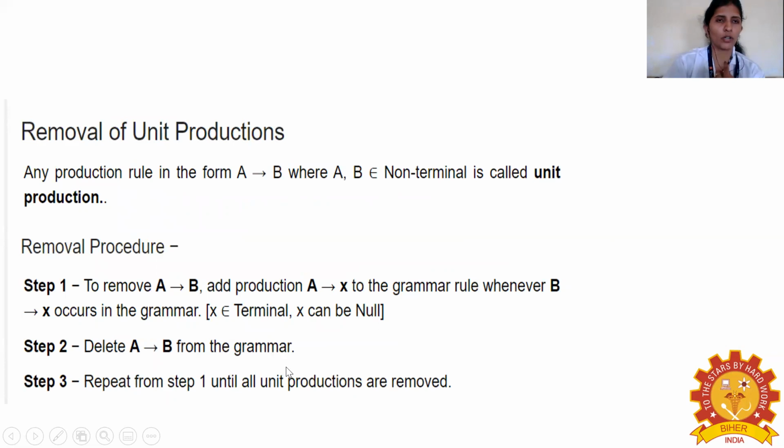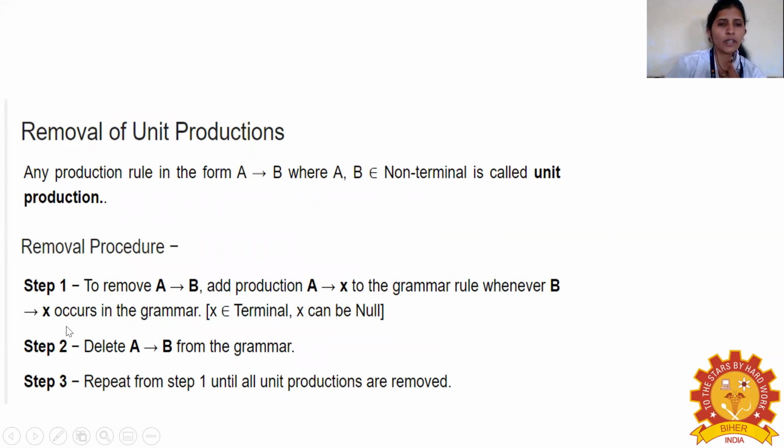So now we move on to the removal of unit productions. Any production rule in the form A to B, where A, B belong to non-terminals, is called a unit production. So now we will see the procedure. Step 1: to remove A to B, we add the production A to X to the grammar rule whenever B to X occurs in the grammar. So this is step 1 here.